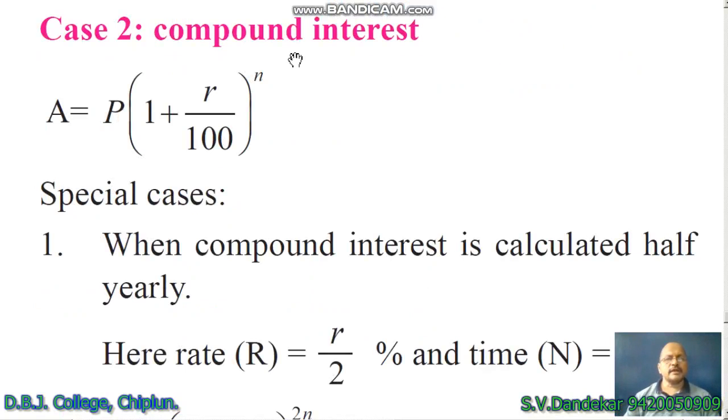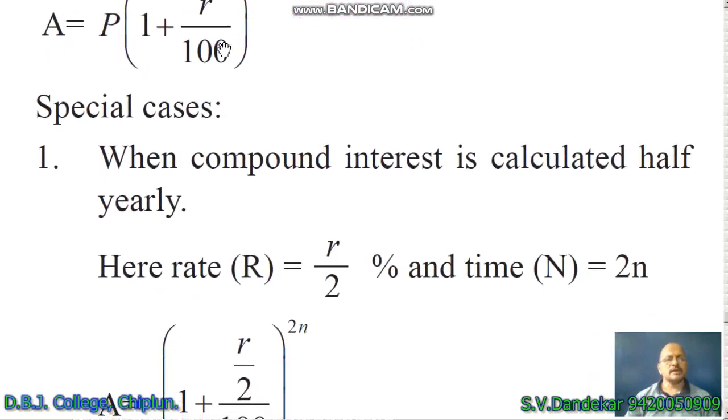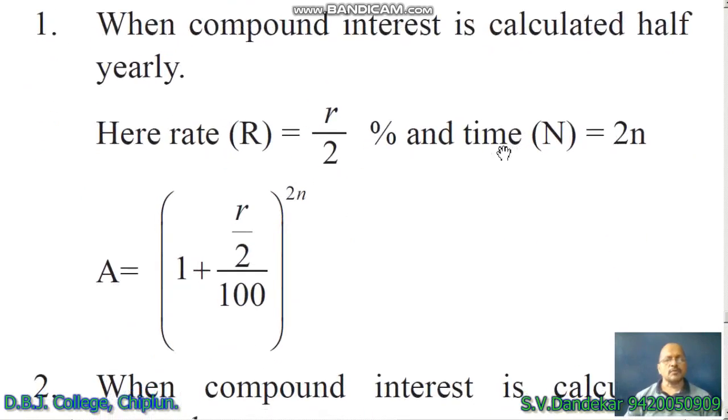The compound interest formula is A, that is amount, equals principal into 1 plus R by 100 raised to N. Special case, when compound interest is calculated half yearly, in this case the rate of interest becomes half and time becomes double. So the formula is A equals P into 1 plus R upon 200 raised to 2N.